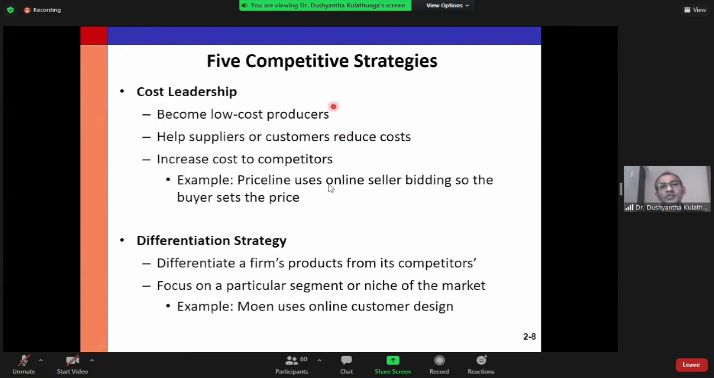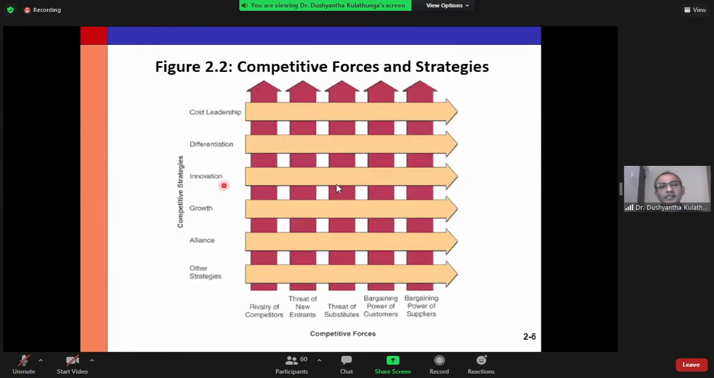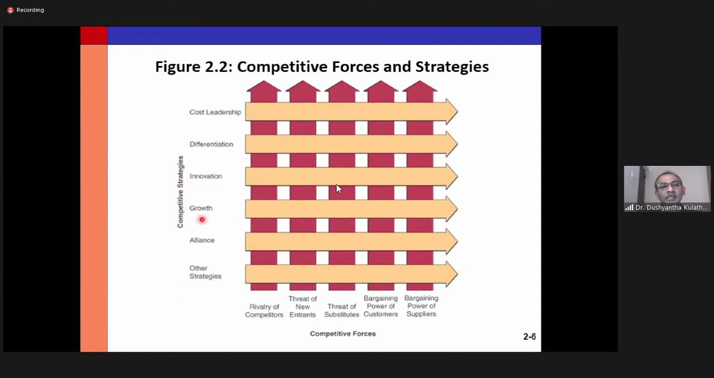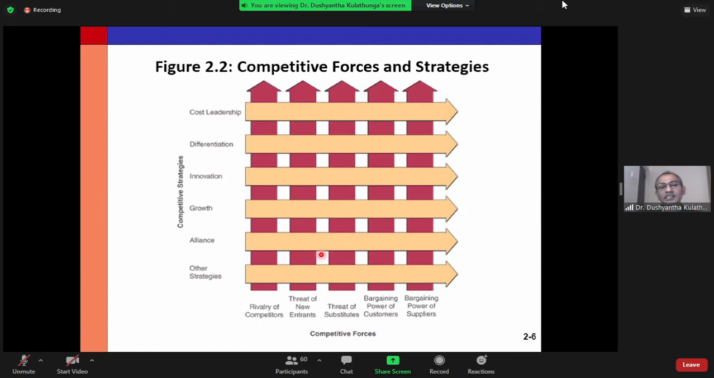Now we are moving to the strategies, which were highlighted in this diagram, competitive strategies. I mentioned there are 5 main strategies and there are other strategies. So we are starting with the main strategies. So why do we need strategies? To counter the 5 forces. So what will happen if we cannot counter the forces? We cannot survive in the industry.